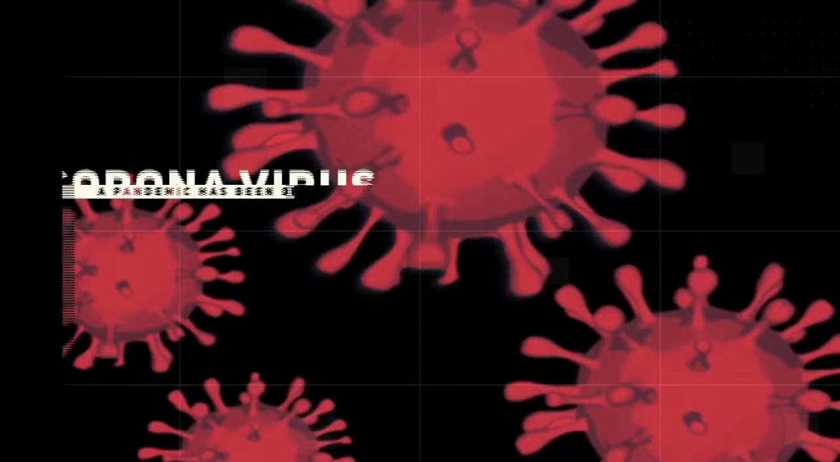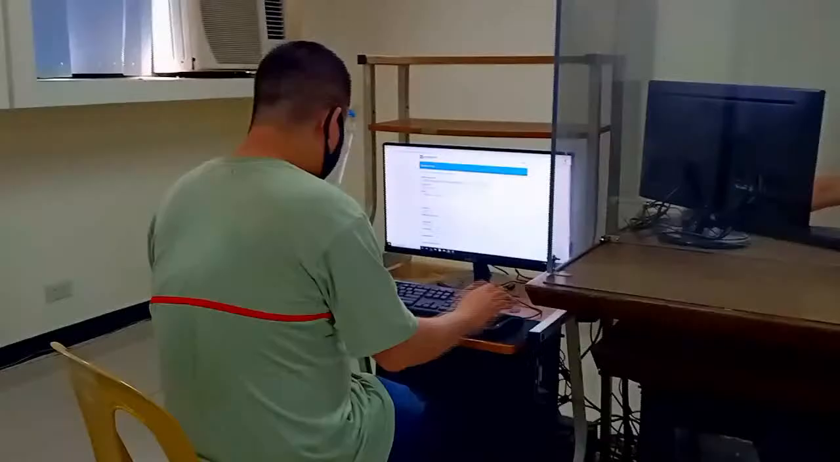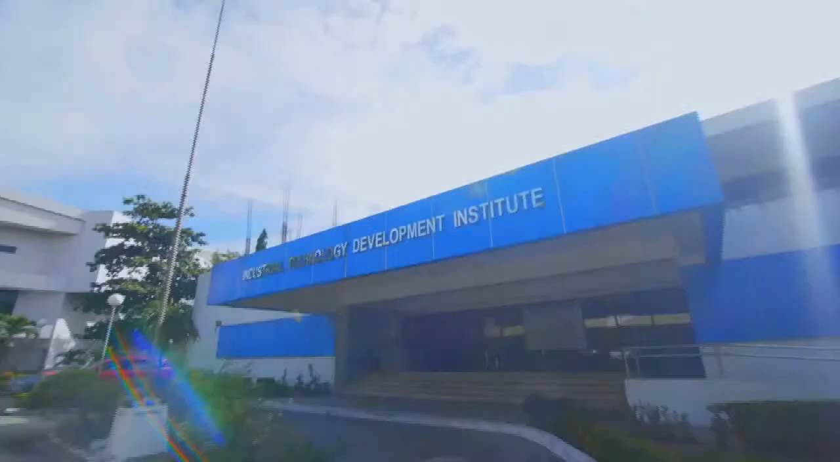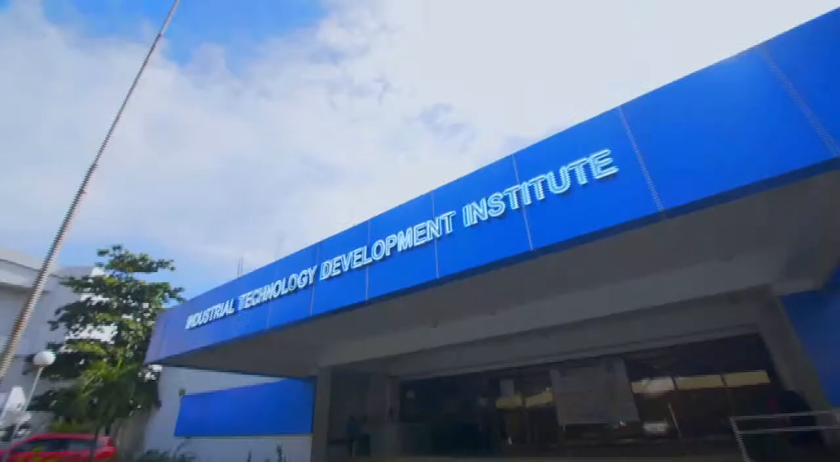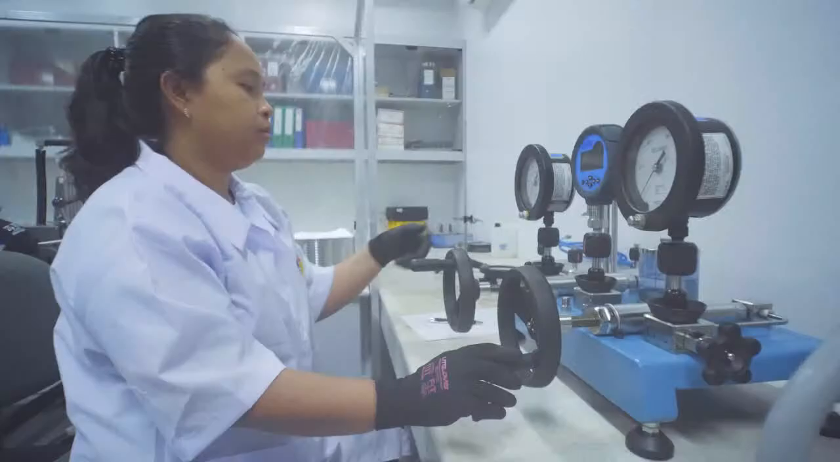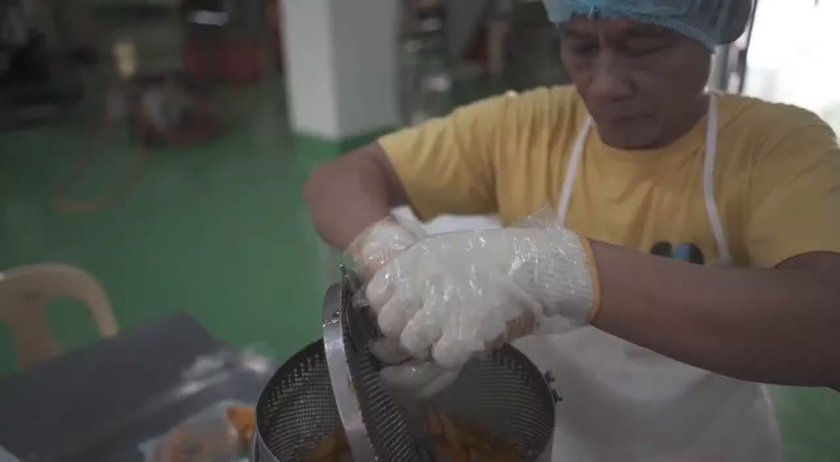We are now living in a new normal. This COVID-19 pandemic marks as one of the global challenges experienced in this generation. It forces every sector of our society to innovate in order to move forward. We, at the Industrial Technology Development Institute of the Department of Science and Technology, are trying every possible way to continue our service to our people, without compromising the safety of each and everyone.